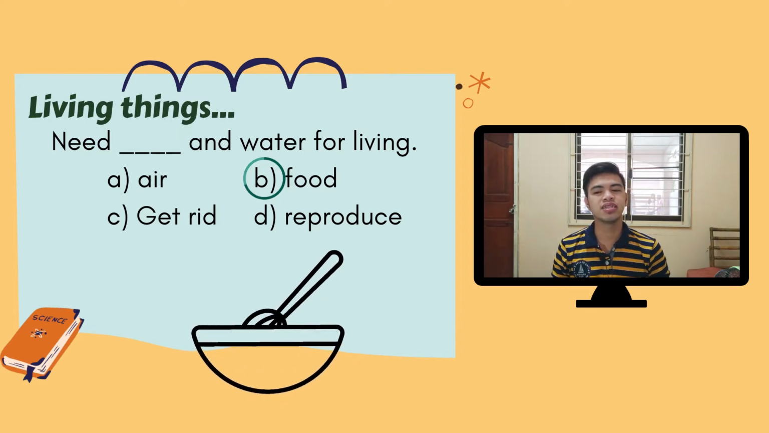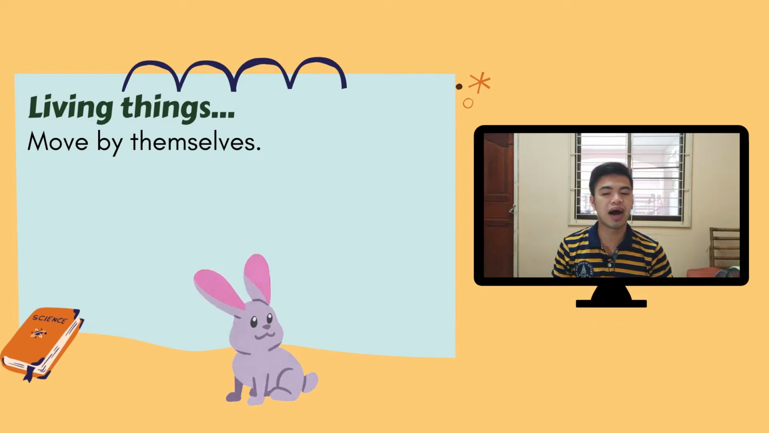And the next one, living things move by themselves. Here we're not going to do anything. We're just going to read it. Living things can walk, can run. Some living things can fly and can swim by their own. Those are the things that the living things can do.